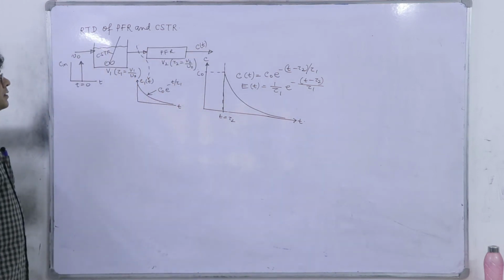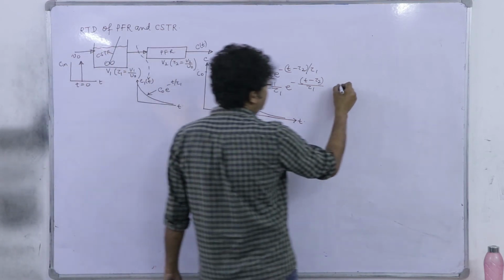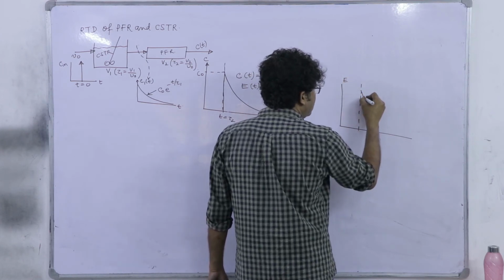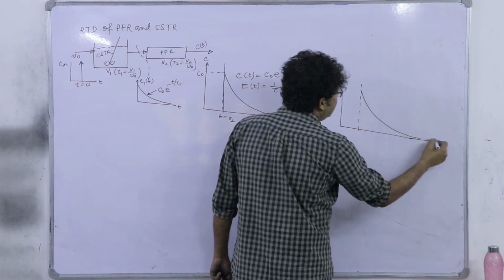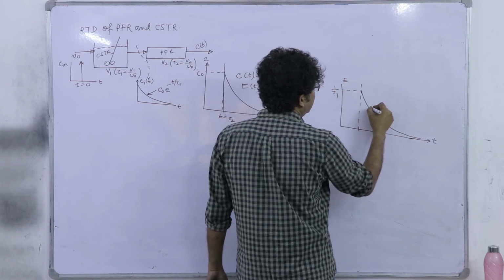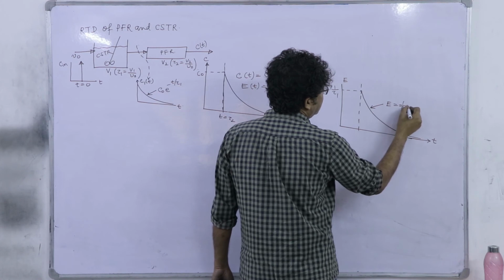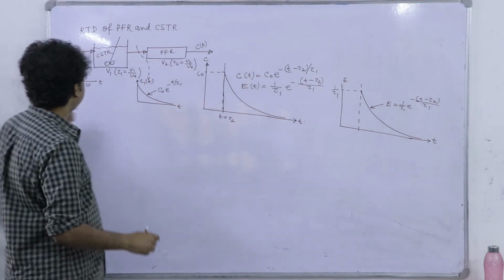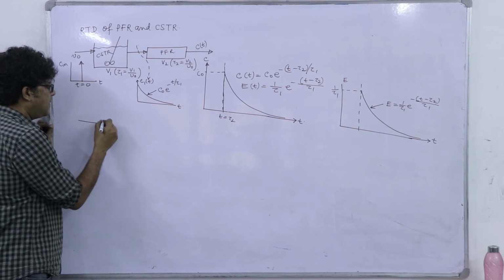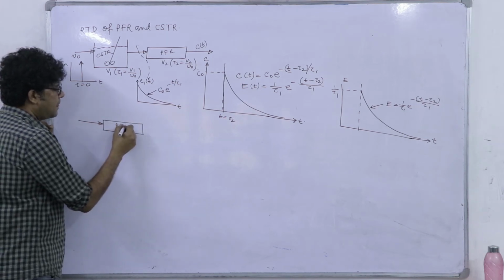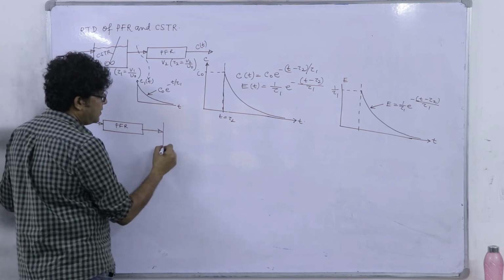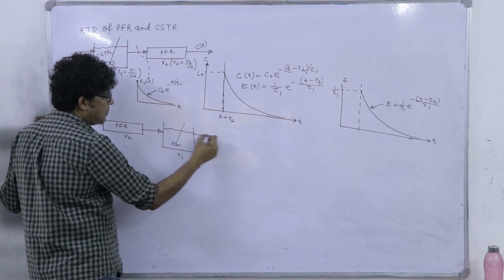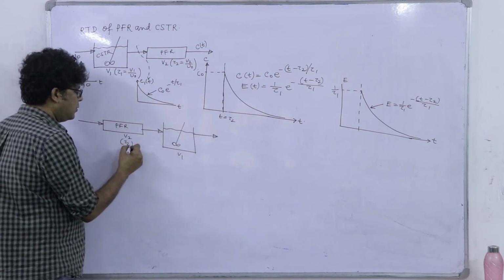Okay. That is the E curve, and we have the E curve similar to the C curve, but there is a change in the numerical value. So, this is t and this value will be 1 by tau 1, and E is 1 by tau 1 into e to the power minus (t minus tau 2) by tau 1. Now, if I think of a different sequence, first the PFR followed by a CSTR, this is V2, this is V1, and again tau 2 and tau 1.